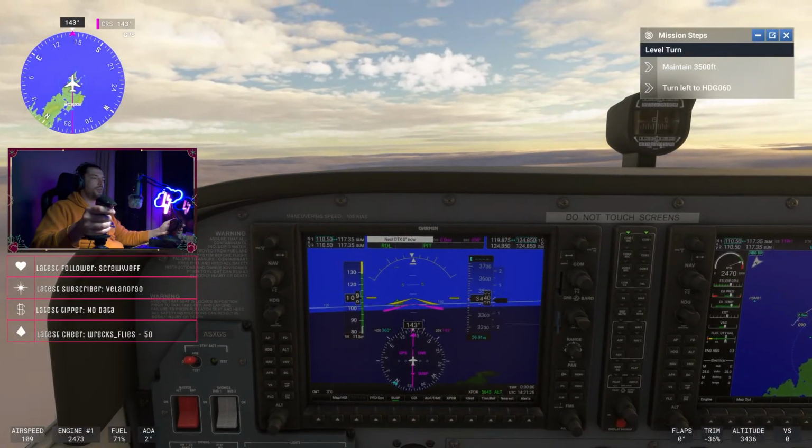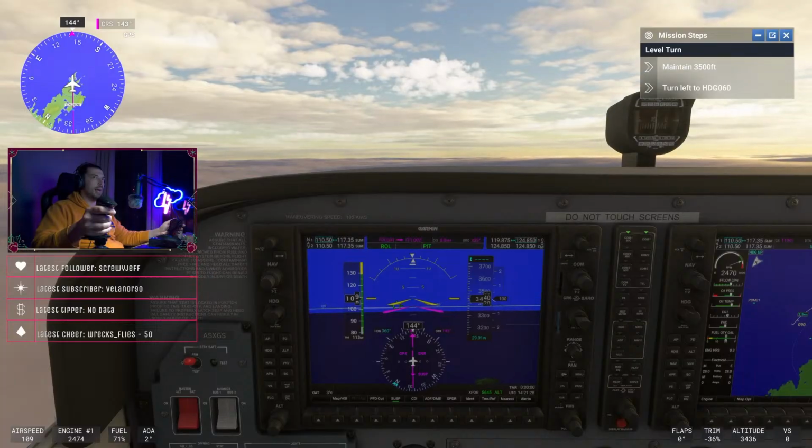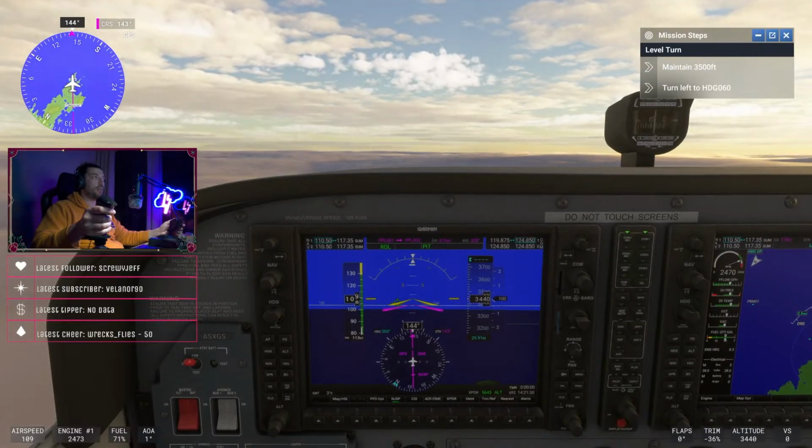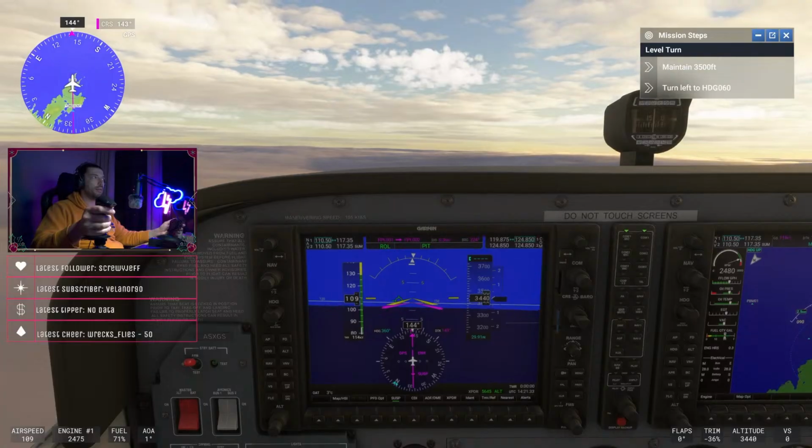Why am I just gliding? Turn left to... Do I need to turn left? Am I going the wrong way? No, right?